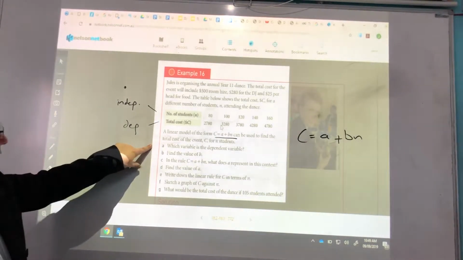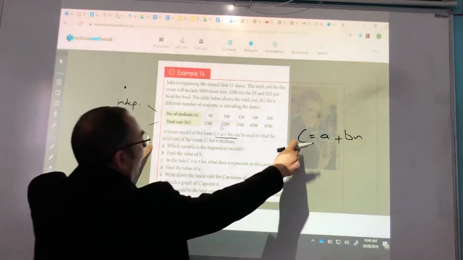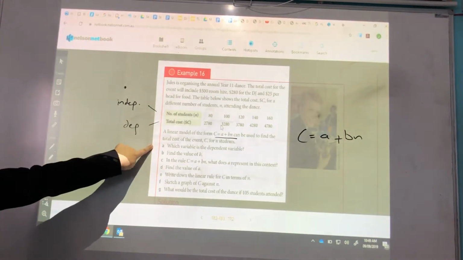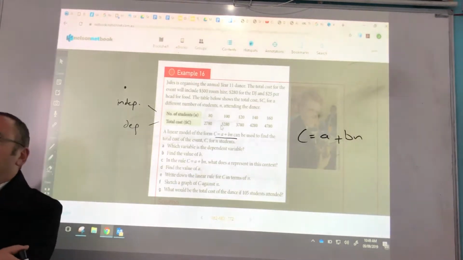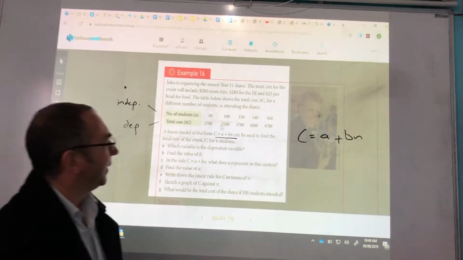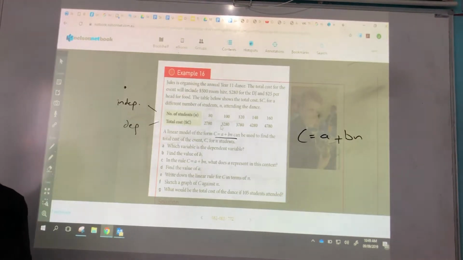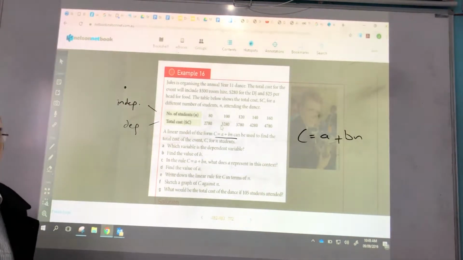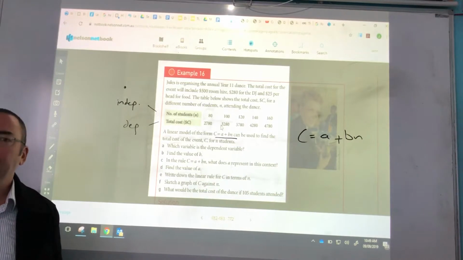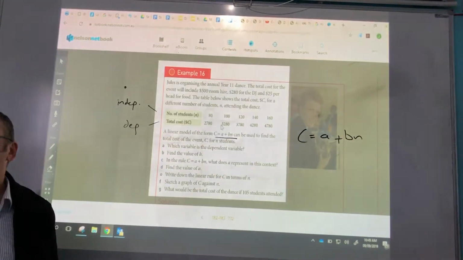Which variable is the, oh look, I've jumped ahead. Which variable is the dependent variable? Well, C, cost, is the dependent variable. What's the value of B? So this question's saying, okay, well, what's the bit that changes based on the number of students attending? Can anyone see that straight away from the example? There's a fixed cost here, and there's a variable cost. What's the variable cost? What's the cost that changes depending on how many students attend?